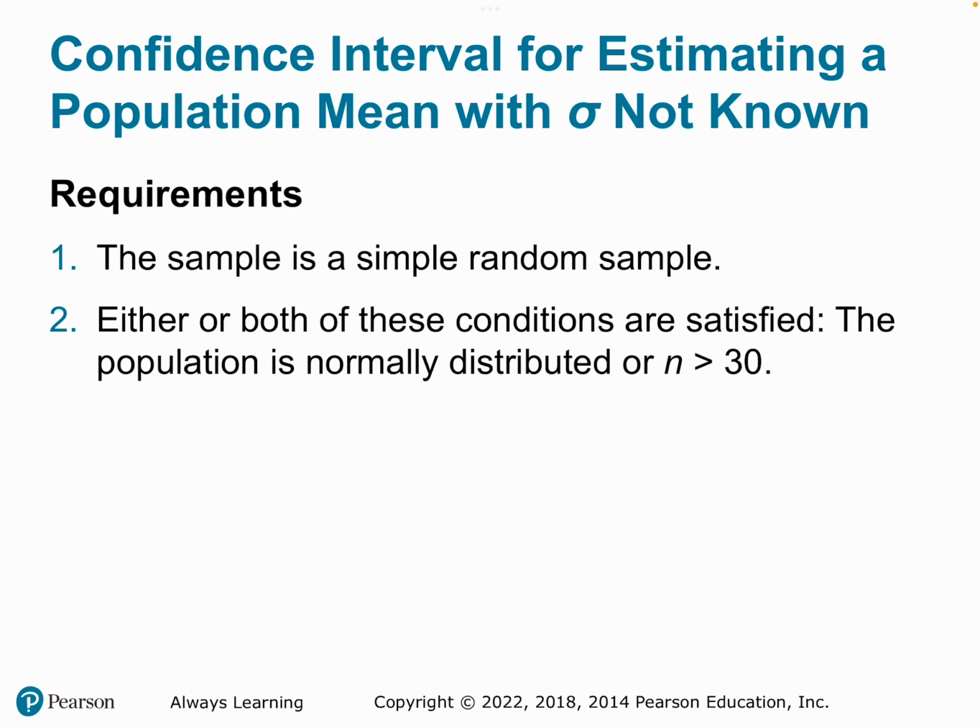The second requirement is really the most important, and that is that the original population of values must be normally distributed, or if it is not, or we simply do not know if it's normally distributed, we must compensate by having a sample size that is larger than 30. If these are not met, one or the other, then the construction of the confidence interval will just not be meaningful.